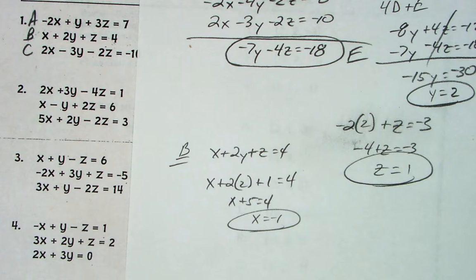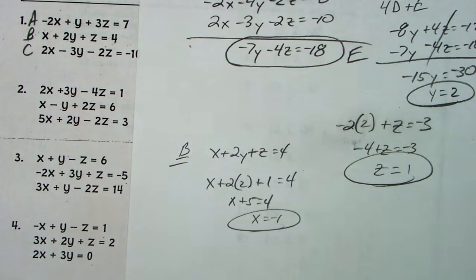Okay. So if I plug this in, let's go this one right here. Negative 2 times negative 1 gives me 2. Plus 2 gives me 4. Plus 3 times this gives me 7. And that's what they say I should get.